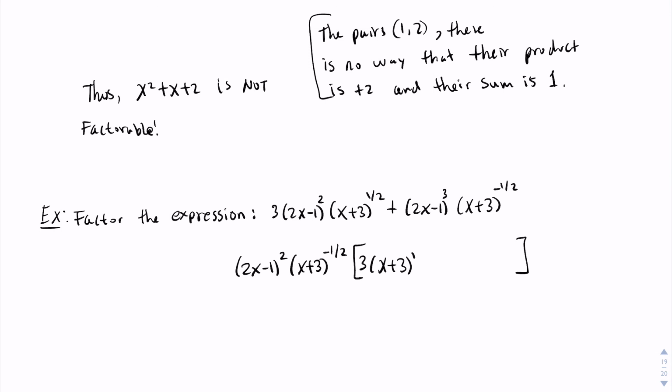If you're not sure how to get these, what you do is take this expression divided by this. You see these will cancel. The 3 will stay there. And this divided by that, you subtract the exponents there as well. So it will be 3 times x plus 3 to the first power.